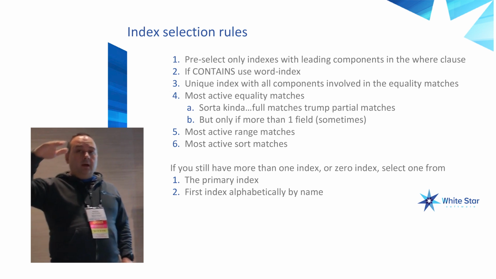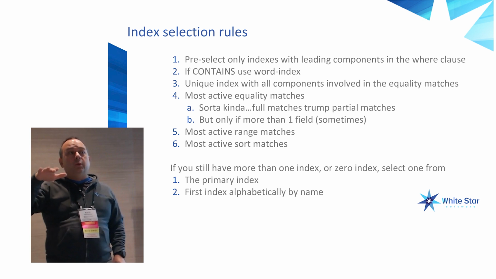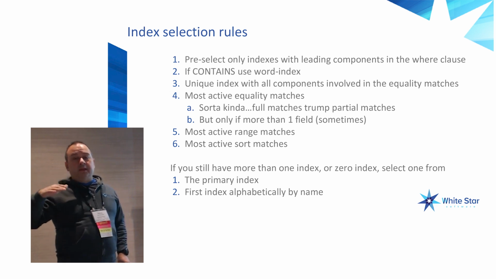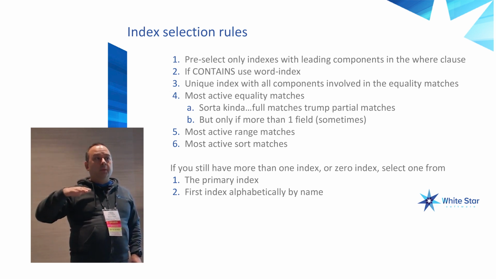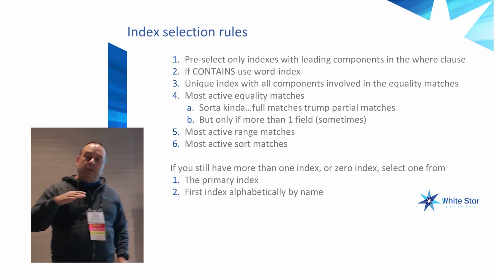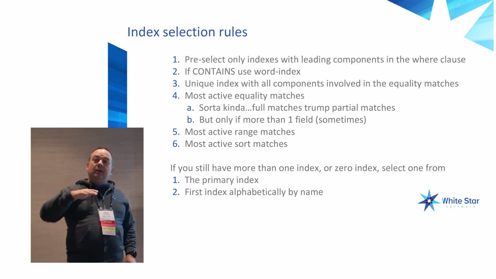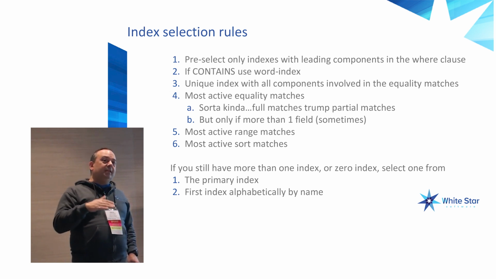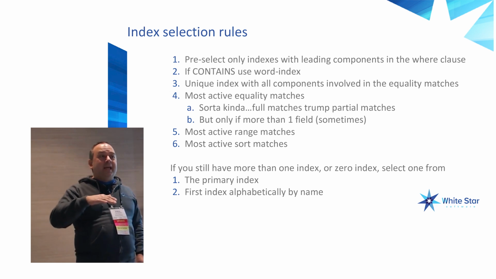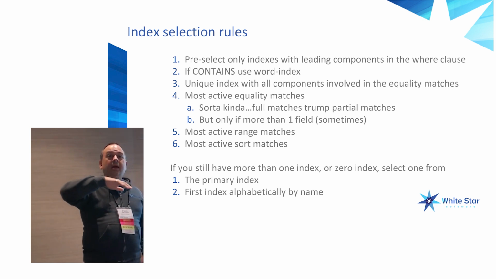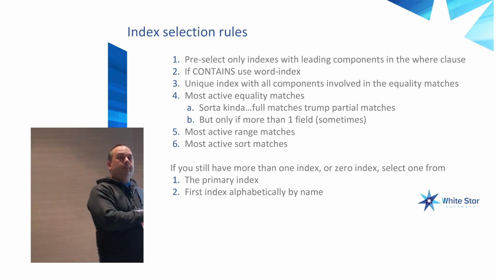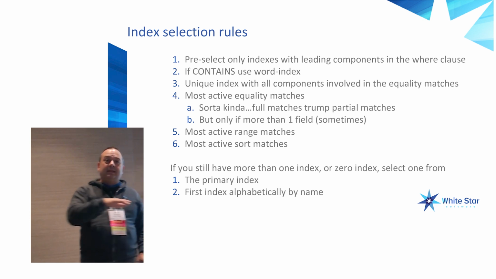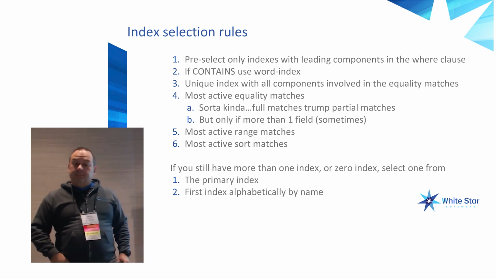Now, if I've gotten this far and there's still more than one index available, I'm going to pick the primary index if it's still available. And then this is the one that always freaks people out. If I get here and I still have more than one index, I'm going to pick the first one by name. And the reason this should freak you out is that if you add an index that sorts higher alphabetically 6 years from now, you just broke some code. And you don't even know that you broke the code because that index was being selected alphabetically. So watch out for that.